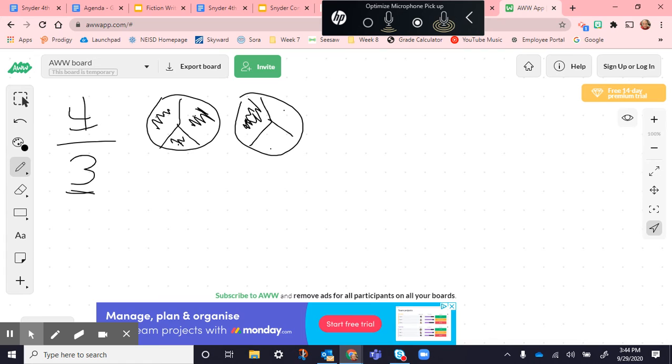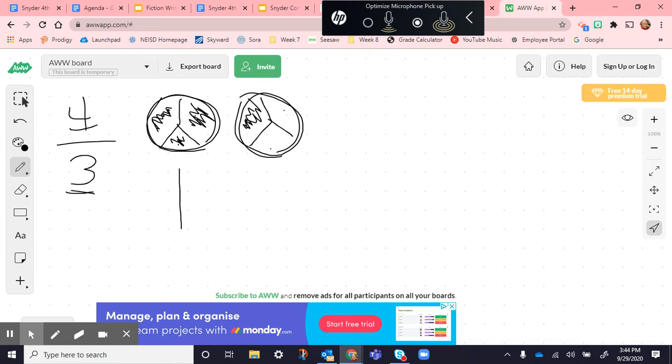That's where the denominator comes from. So now I can write this as a mixed number. I see that this whole is all the way shaded in. This part, and this part. It's all shaded in. So that would be 1 whole.